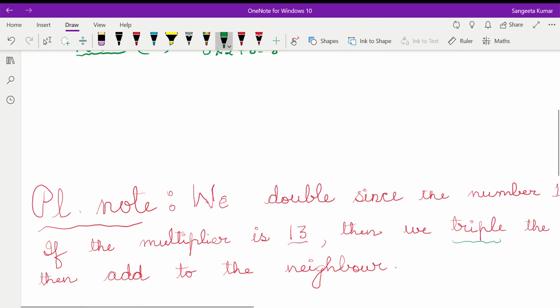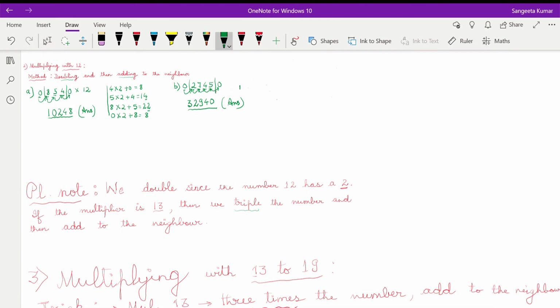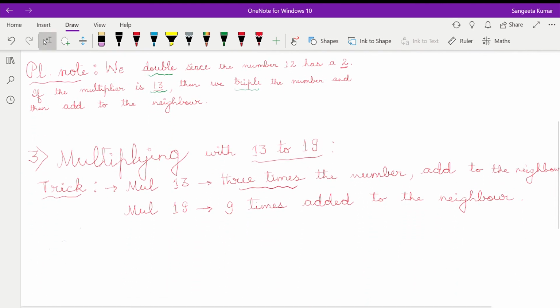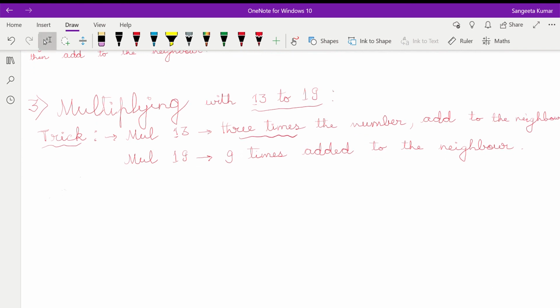Now, likewise, before I move further, please note we double since the number is 12, it has 2. So if the multiplier is 13, we are going to triple the number and then add to the neighbor. So multiplying with 13 to 19, the simple trick is: for 13, 3 times we add the number to the neighbor. For 9, 9 times we add the number to the neighbor. If it is 15, 5 times the number will be added to the neighbor. So here I am going to take one example of each.